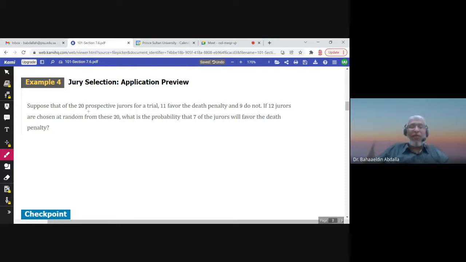Suppose that of the 20 prospective jurors for a trial, 11 of them favor the death penalty, 9 do not. Okay, so these are the jurors. They are divided into two parts, 11 and 9. 11 favor, 9 do not favor. 12 jurors are chosen at random. Okay, we are going to choose 12 out of 20.